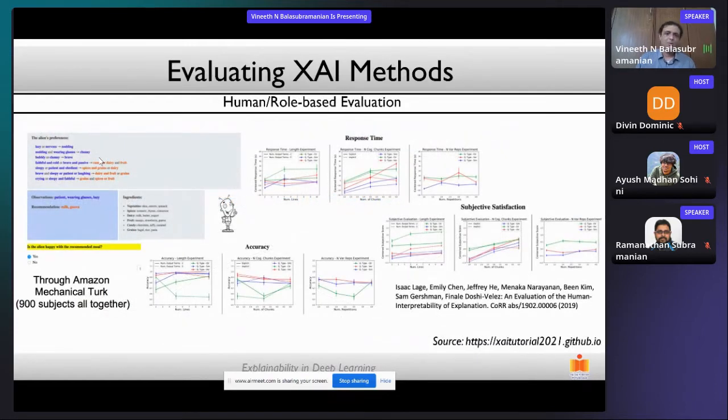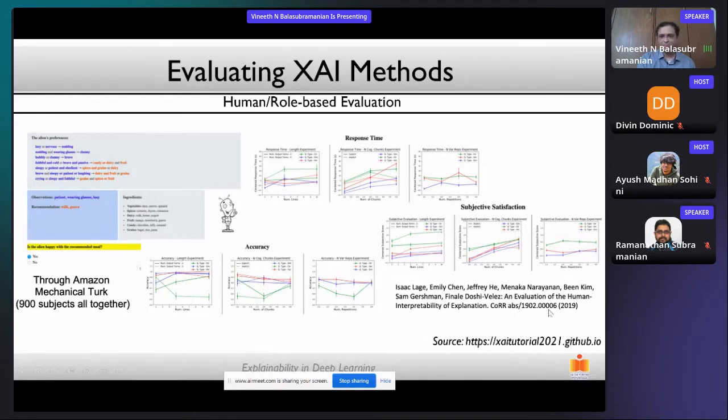The other popular way of evaluating explainability methods is using humans. Once you have an explanation for a given prediction, you probably have 20 or 30 or 100 people looking at that prediction and explanation. And now you ask them questions: whether the explanation was satisfying for that particular prediction, was the response time satisfactory, and so on and so forth, right?